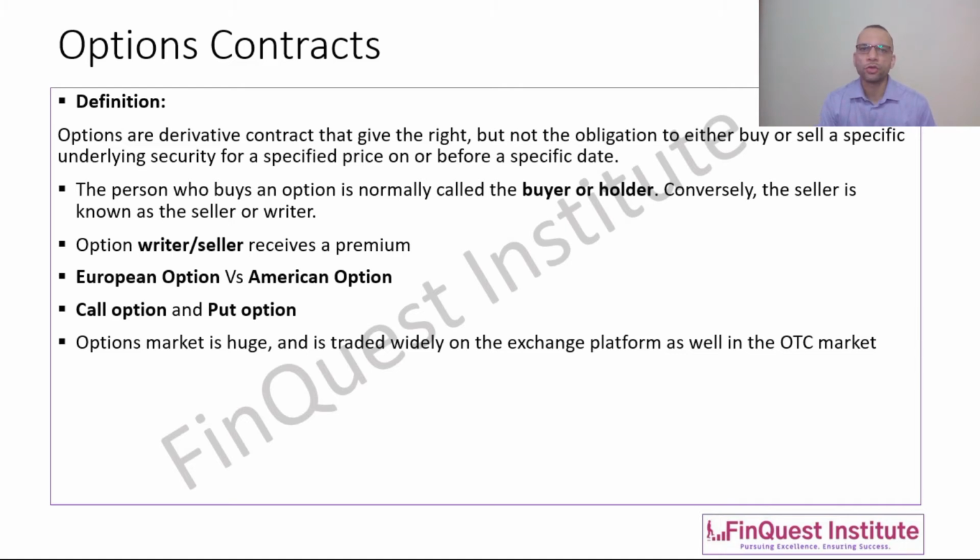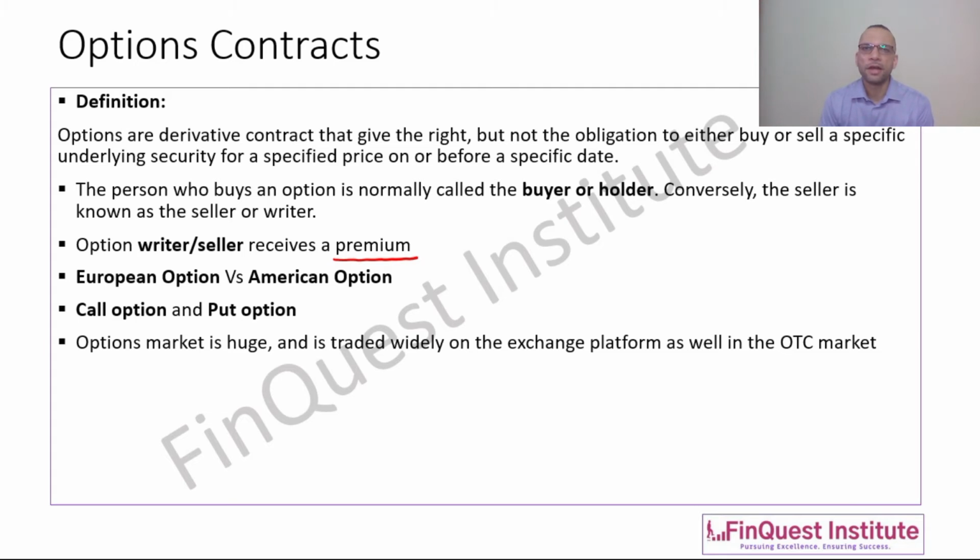So a buyer is also called the option holder and the counterparty is called the option seller or the option writer. The option buyer has the right, but there is no obligation on his or her part to exercise the option. For that feature, the option buyer has to pay a certain amount of money to the option seller, and that is what we call an option premium. So the option writer or seller receives a premium amount from the buyer, and this is an upfront premium which the buyer makes to the option seller.